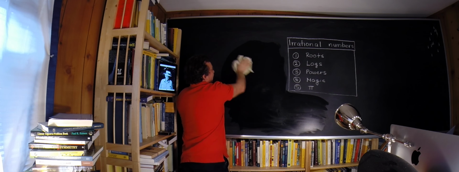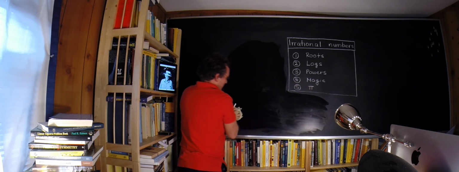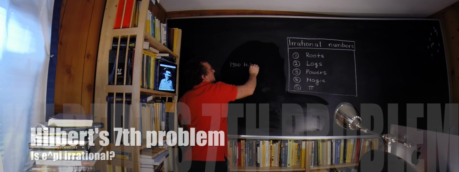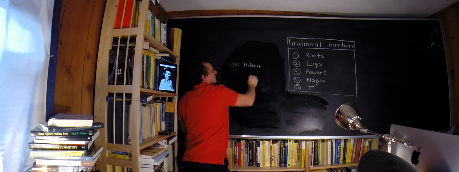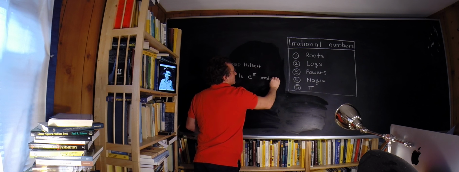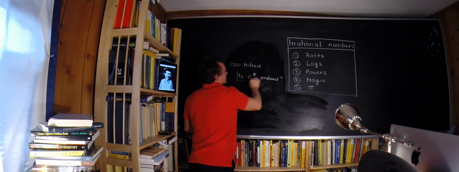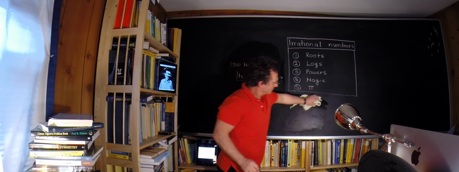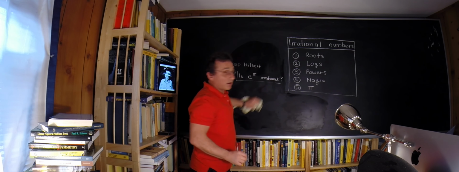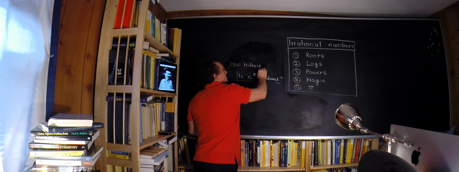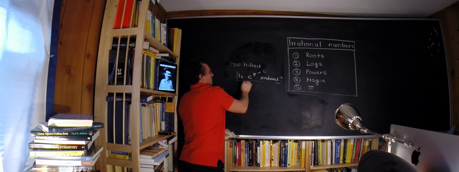Hilbert asked in 1900 whether e to the pi is irrational. Is this irrational? This is now called the Gelfond number. So let's just abbreviate it with G. So it's the Gelfond number.